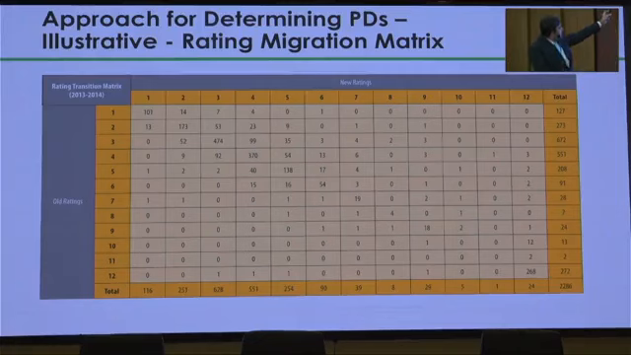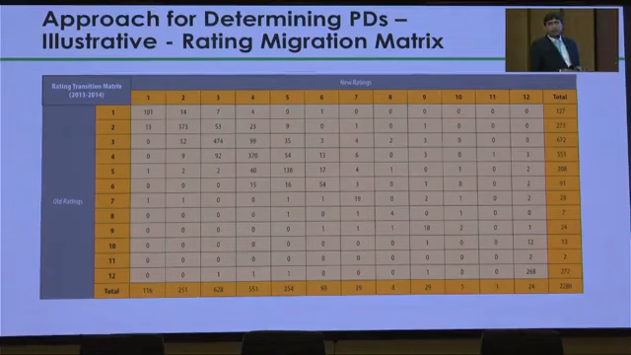So in 2013, there were 127 borrowers that were rated 1. If I look at those borrowers in the new year 2014, 101 stayed in rating 1, 14 moved to rating 2, similarly 1 moved to rating 6. So I observed the transition of the ratings through this migration matrix.